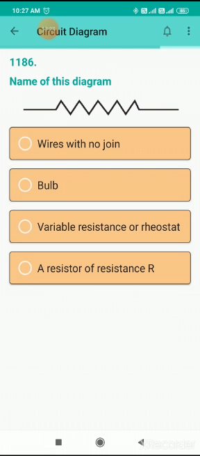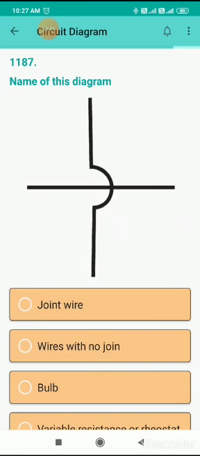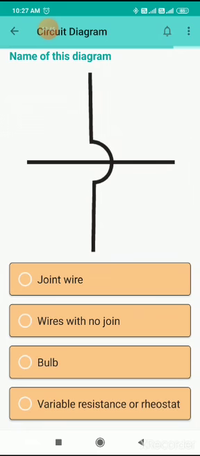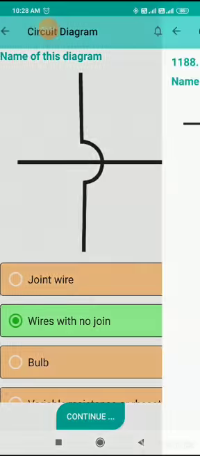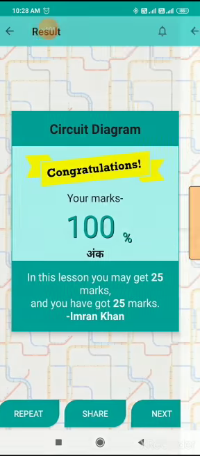Next, name of this diagram, already I discussed. Wires with no join, bulb, variable resistance or rheostat, or a resistor of resistance R. Yes, option D. This is what? Name of this diagram. This is joint wire, wires with no join, bulb, variable resistance or rheostat. This is wires with no join. Name of this diagram. Cell, battery, bulb, joint wire. Obviously cell. So all answers are right.